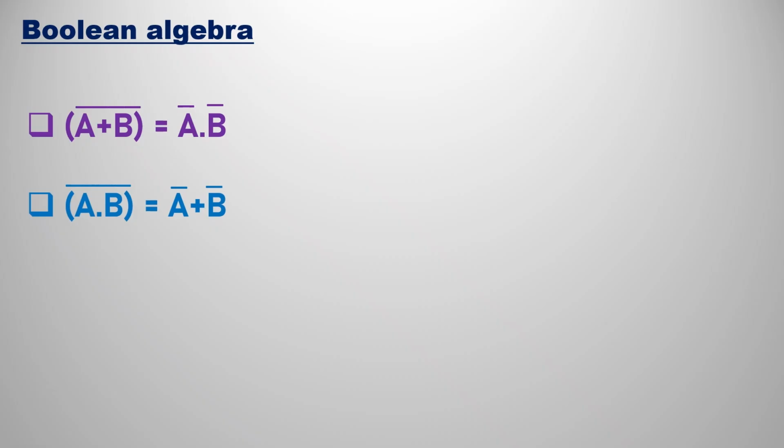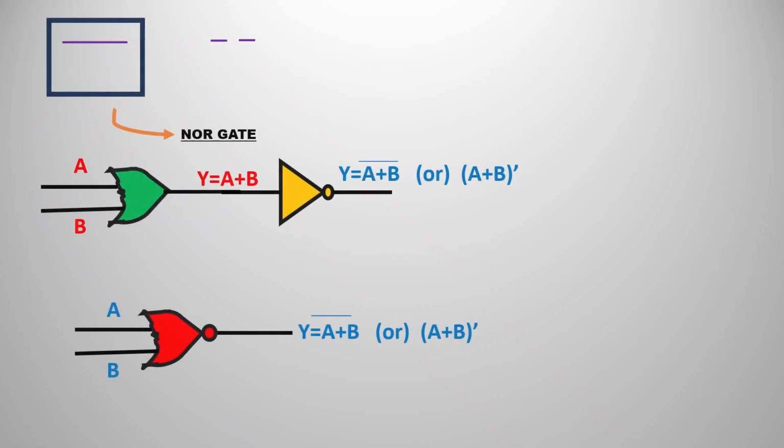If you observe the first expression, a plus b whole bar is equal to a bar dot b bar. So if you observe clearly, the plus is changing to dot and the bar is splitting. The second expression, a dot b whole bar, is equal to a bar plus b bar. Here, dot is converting to plus and the bar is splitting. You can observe that clearly. So let's start with the first expression.